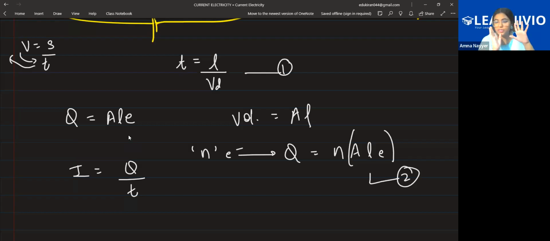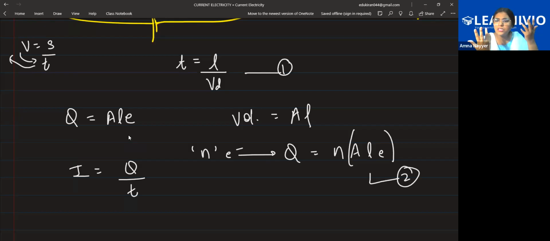That was one equation. Now we have the charge. Charge was only electronic charge. But we know that by using only electronic charge, we will not be able to get the charge throughout the conductor. So what did we do? We multiplied it with the entire volume, so we got the entire charge.